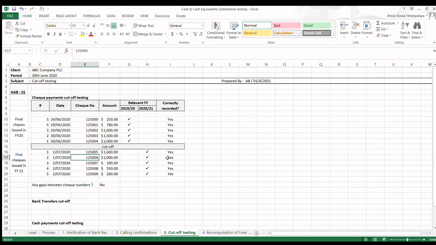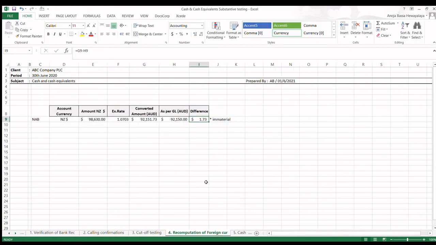Likewise, do the cutoff testing for bank transfers and cash payments if you think you have to for a particular client, considering your understanding of the control environment and all. So that's just a simple example of cutoff testing. It's always good to do cutoff testing to verify the completeness and accuracy of cash.